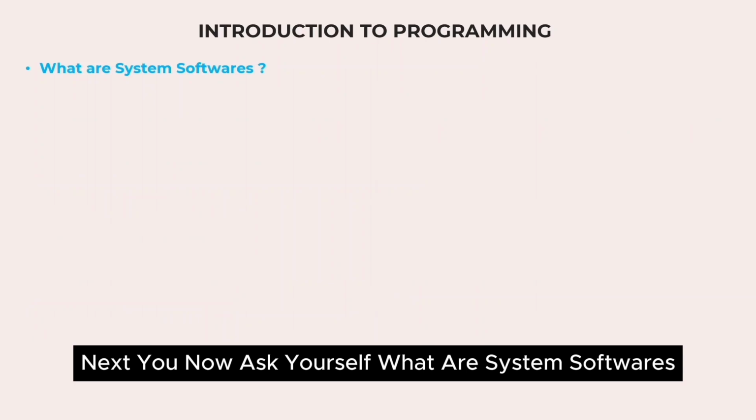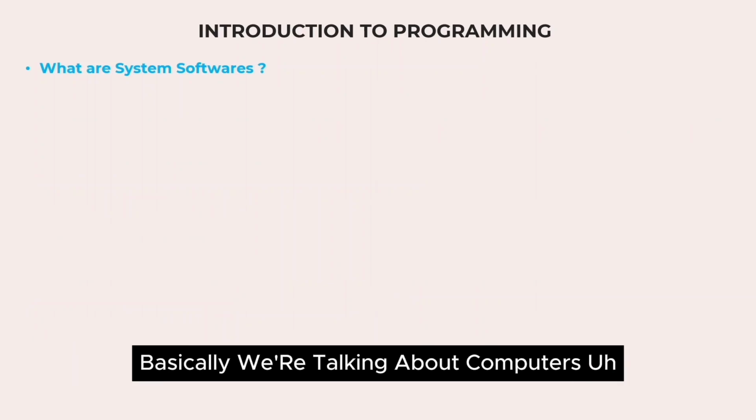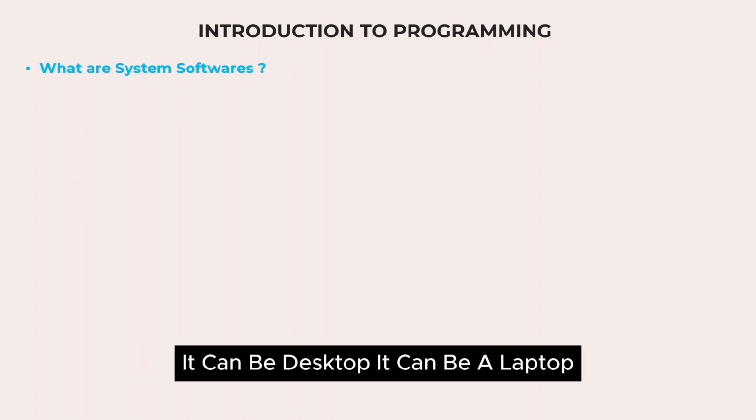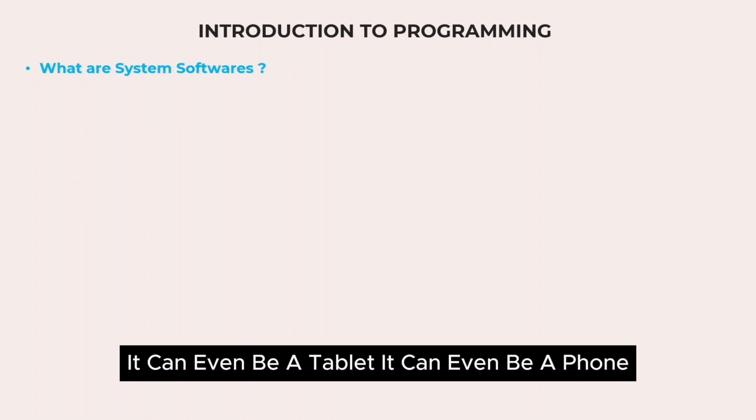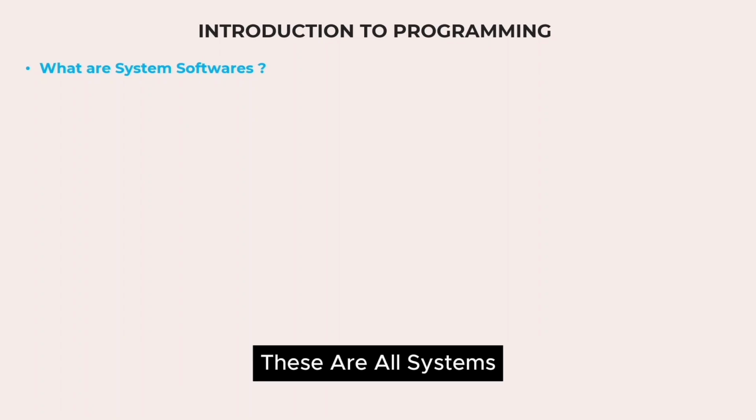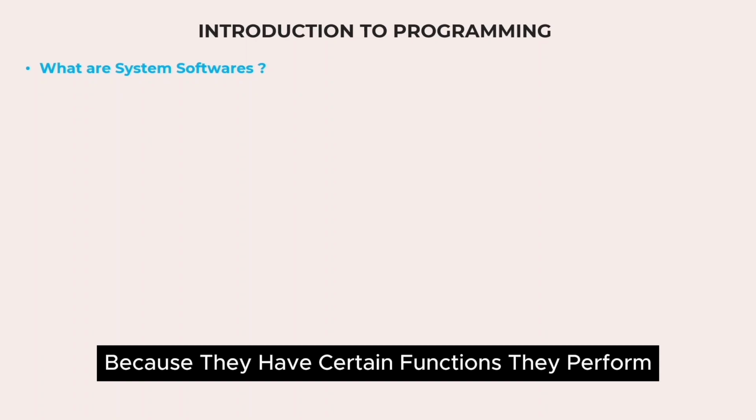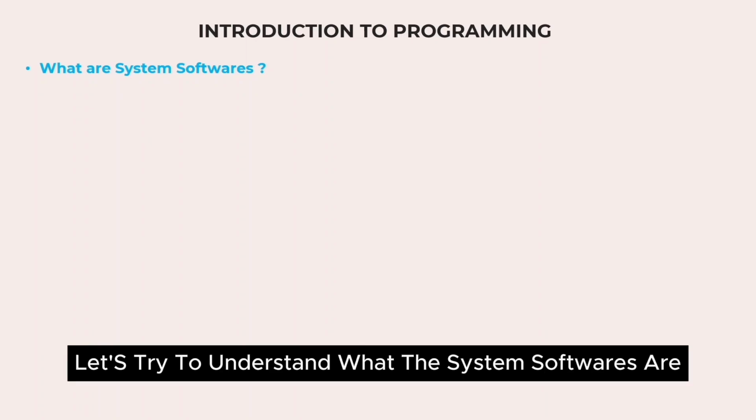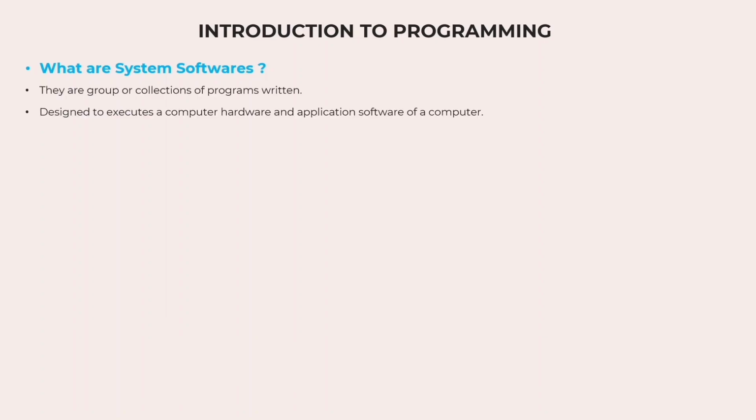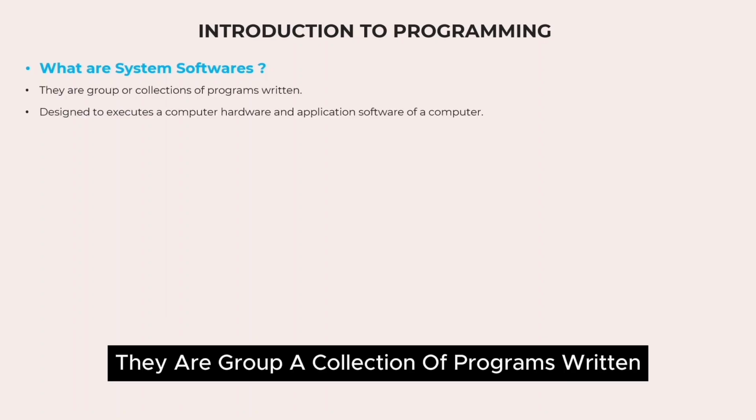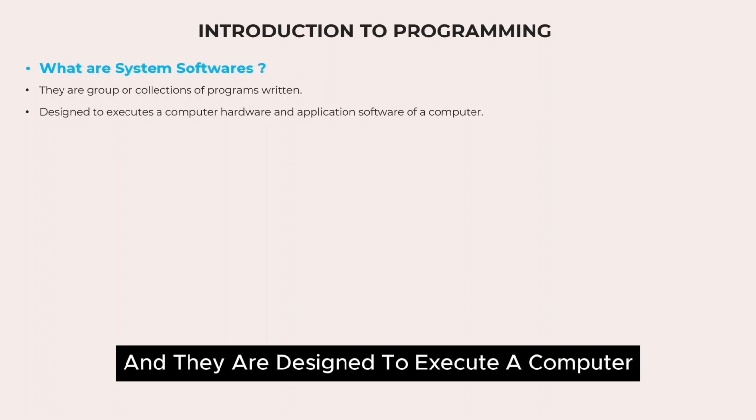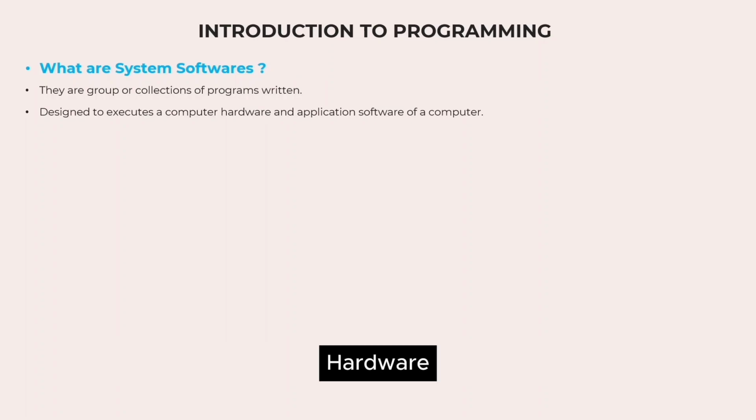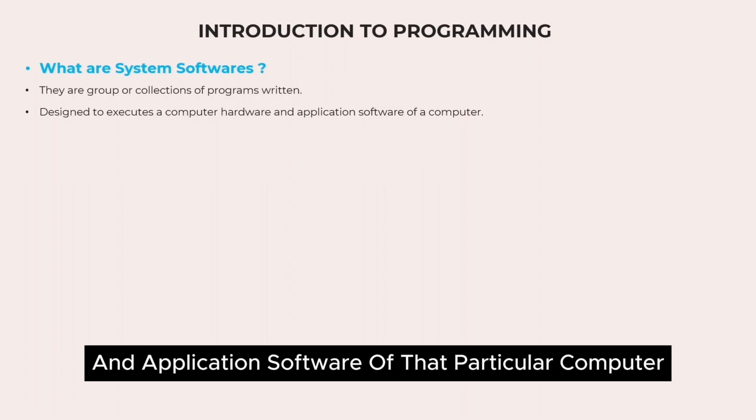Next, you now ask yourself, what are system softwares? When we talk about a system, basically we're talking about computers. It can be a desktop, a laptop, a tablet, or even a phone. These are all systems because they have certain functions they perform. So let's try to understand what system softwares are. They are a group or collection of programs written and designed to operate the computer hardware and the application software of that particular computer.